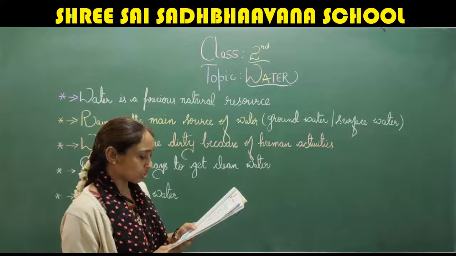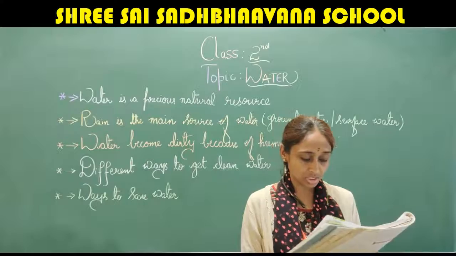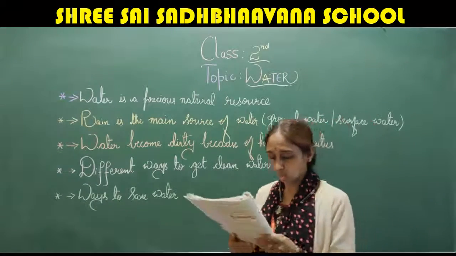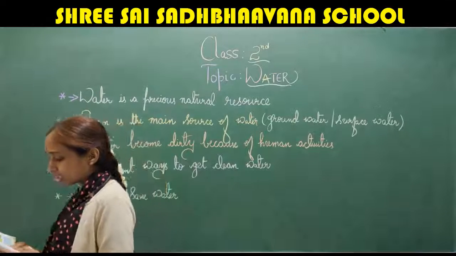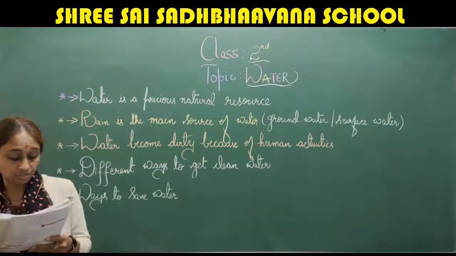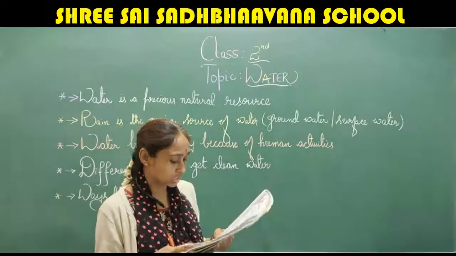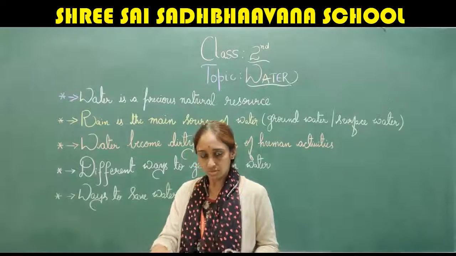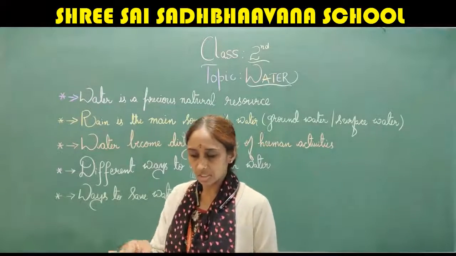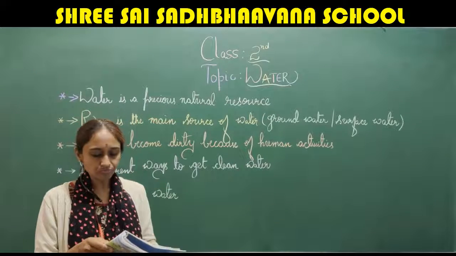Next paragraph. Animals and plants also need water. Animals need water for drinking and to stay cool. Many animals live in water. Plants need water for growing well. They also need water to make their food. Many plants and animals live only in water. This is about page number 35. Next, you turn to page number 36.